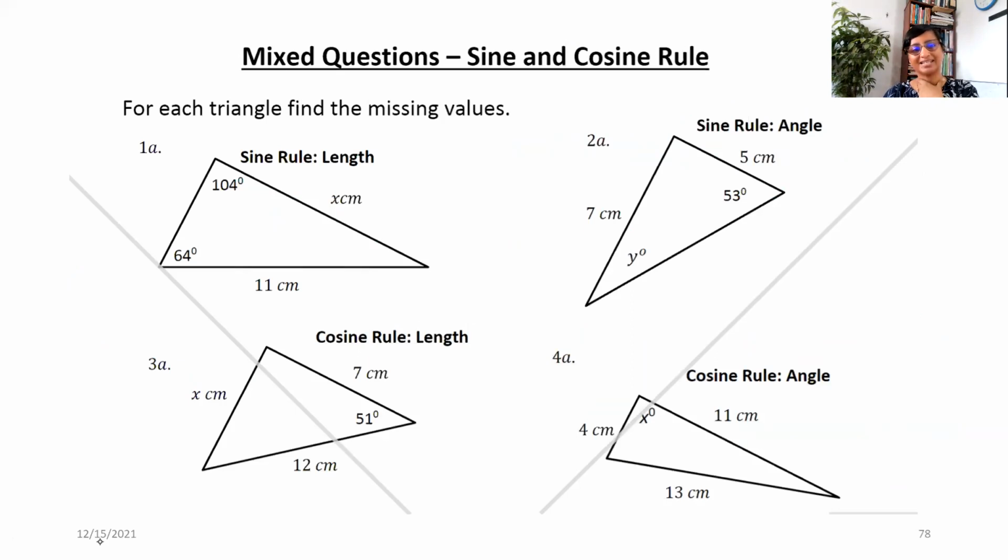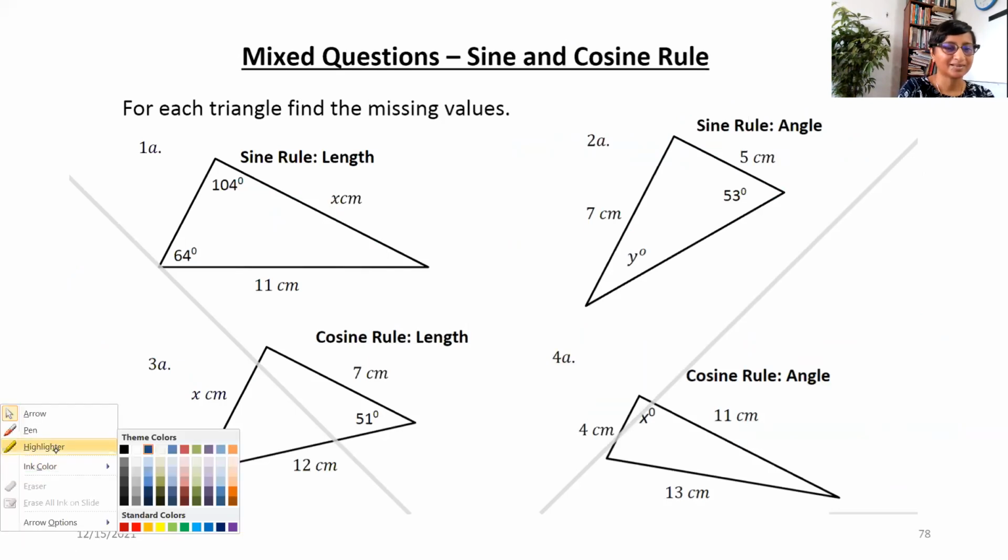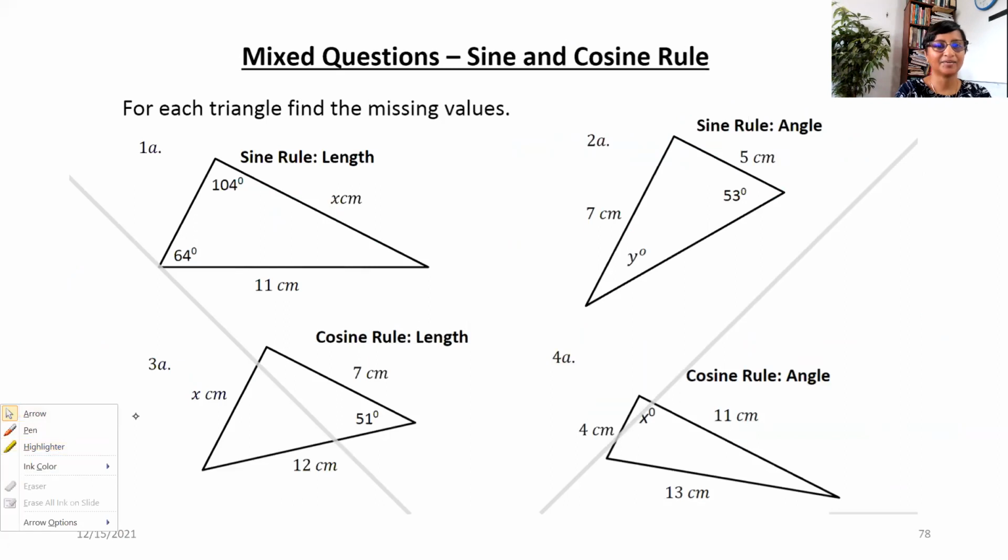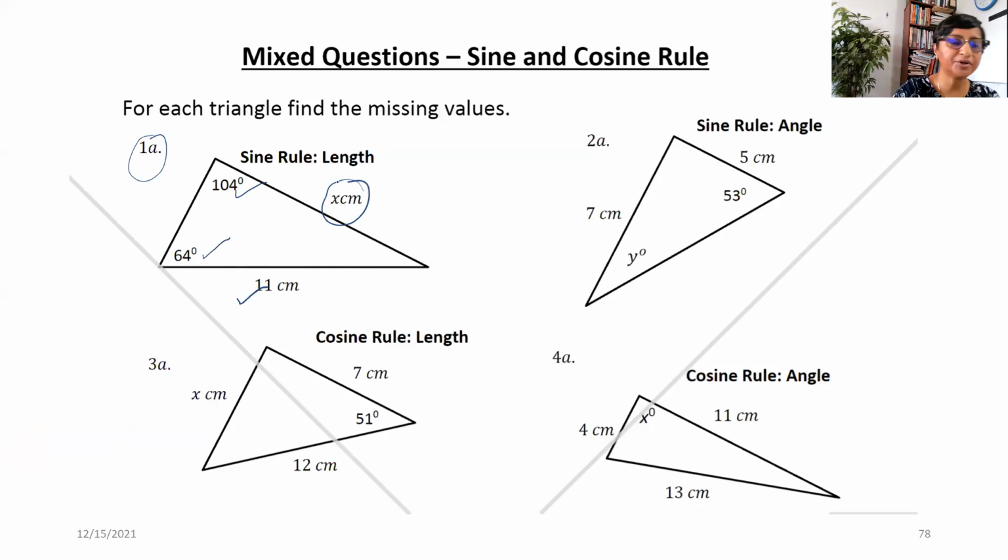I have written here which rule you have to apply. But if you didn't know, let's try a couple of them. Can you try the first one? Two angles and one side are given. You have to find this side, X. I have given here the sine rule, but if you didn't know that, how do you decide that you have to use the sine rule?